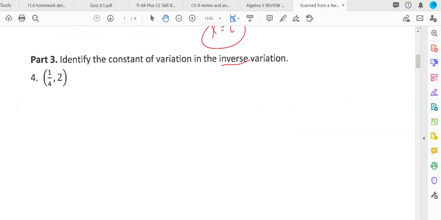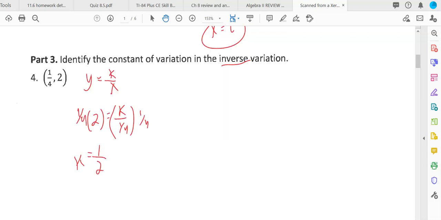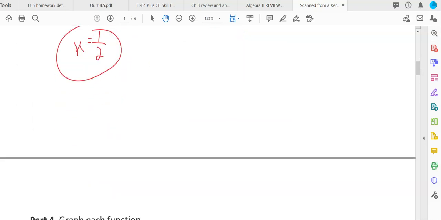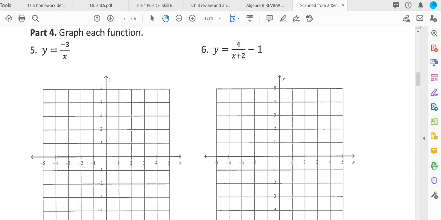For the inverse variation, so this time, a lot of plugging and chugging. Y equals k divided by x, right? So this will be 2 equals k divided by 1/4. I guess we're going to multiply both sides by 1/4. So you get 2/4, which is 1/2, equals k. So my equation is y equals, well, I guess identify the constant. It's 1/2. You got it. I was going to find the equation, but we didn't need it there.